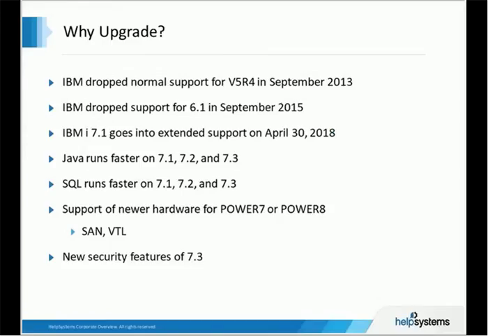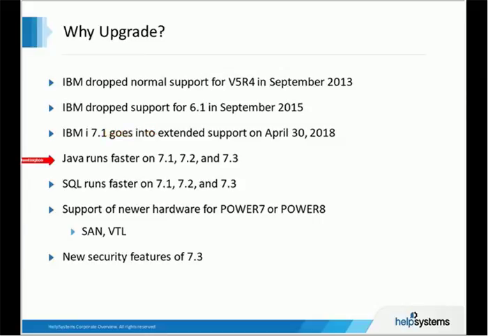First of all, let's talk about why upgrade. Some people are still running V5R4, and support for that was dropped in 2013. IBM dropped support for 6.1 in September of 2015. 7.1 goes into extended support April 30th, 2018, and when you have extended support, you are paying extra for that. So keep in mind it costs you money to stay on these older versions.